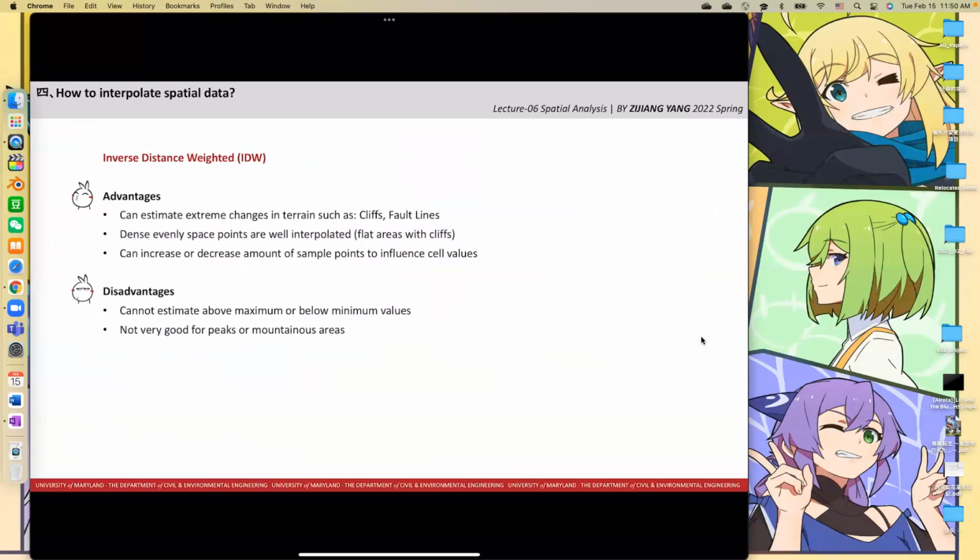And here are the pros and cons of the inverse distance weighted method. It can estimate the changes for different places, and densely, evenly spaced points are well interpolated, and it can increase or decrease the number of sampling points to increase the cell values. And it also has some disadvantages, like it cannot estimate above the maximum or below the minimum value because it is the weighted average. And it is not very good for peaks or mountainous areas.